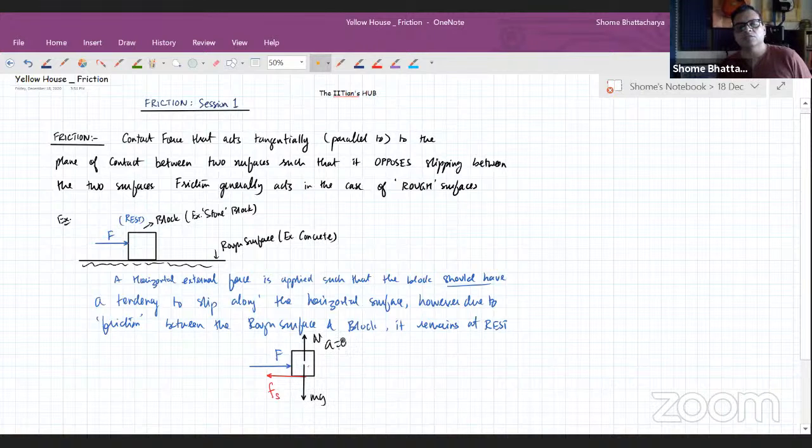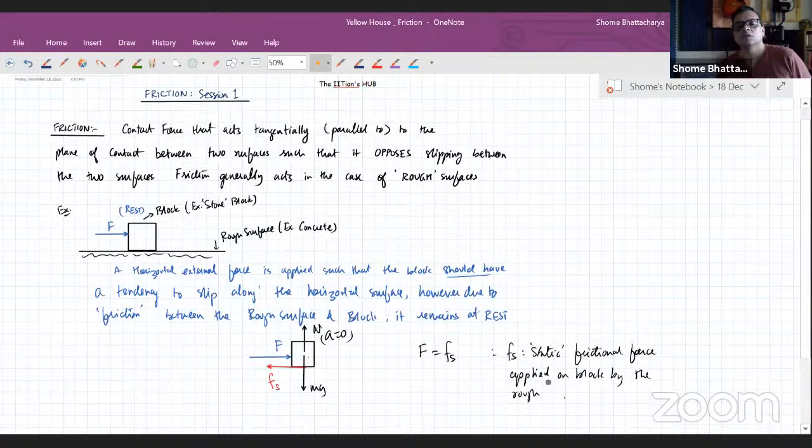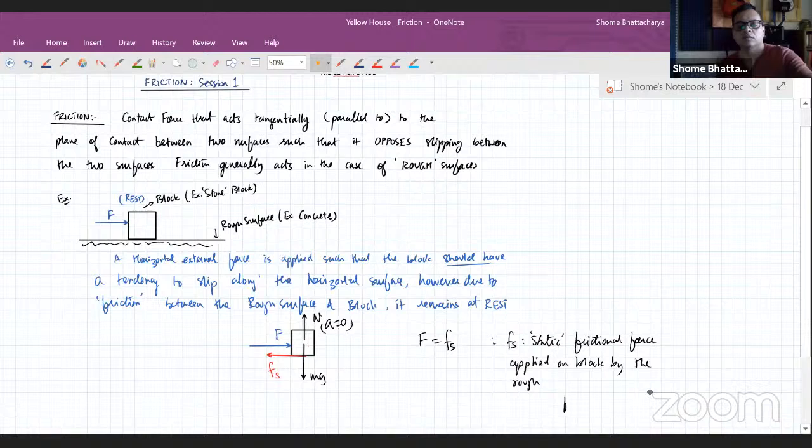Because the acceleration of the block is zero, F is getting balanced with this. So Fs is what we call the static frictional force, applied on the block by the rough surface, to prevent it from slipping.